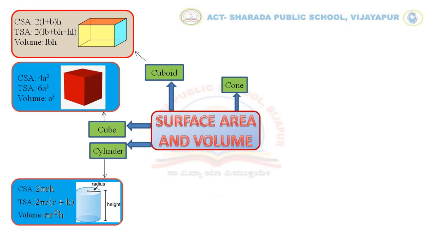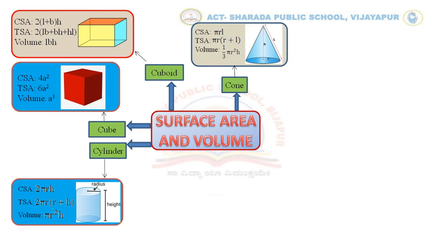The next one is the cone. We are studying only the right circular cone. The curved surface area is given by the formula pi r l, and the total surface area is given by pi r into (r plus l). This includes the area of the bottom circular base. That's why one more pi r square is added and the formula becomes pi r into (r plus l).